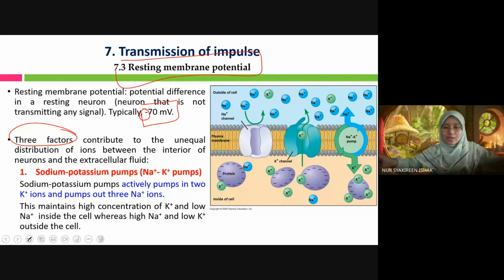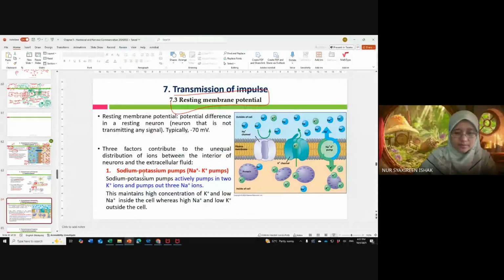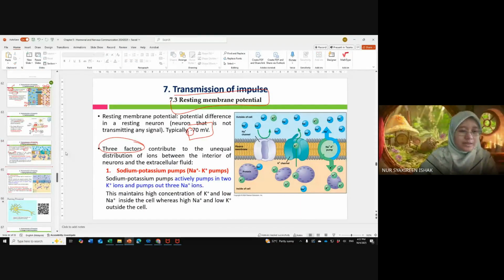Along the axon of a neuron, there will be a sodium potassium pump. The sodium potassium pump, we know, involves active transport. It says here, the sodium potassium pump actively pumps in 2 potassium and pumps out 3 sodium ions. So this maintains a high concentration of potassium and low sodium inside the cell. This one I have to draw, it's a bit long, so let me draw it here.